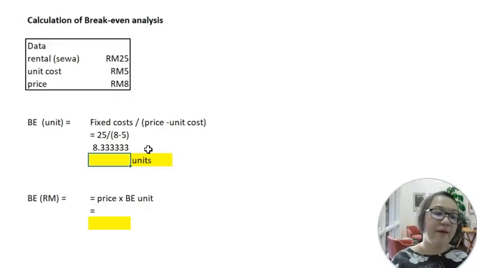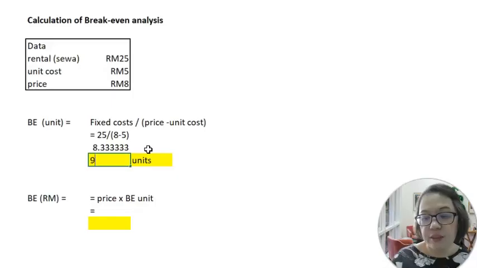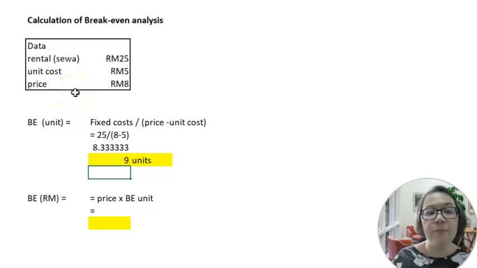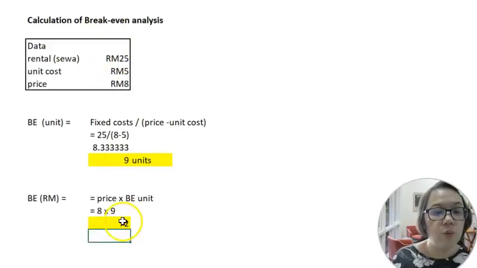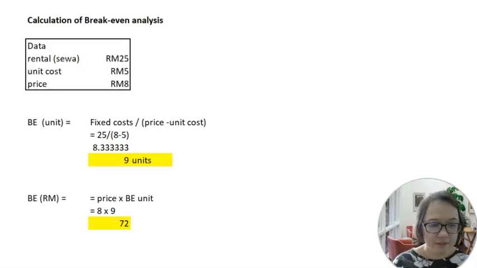Normally we don't have 8.33 units, right? So we will put it as 9 units. So the minimum quantity to sell for this business is 9 units to avoid making a loss. So how much in price or in revenue? It equals 8 ringgit multiplied by 9 units, which equals 72 ringgit. I hope you get it.